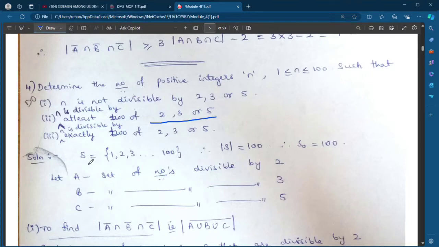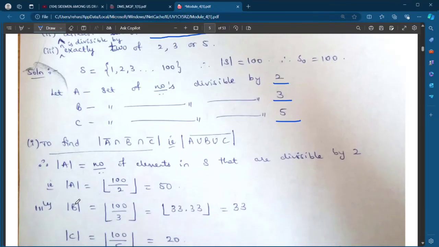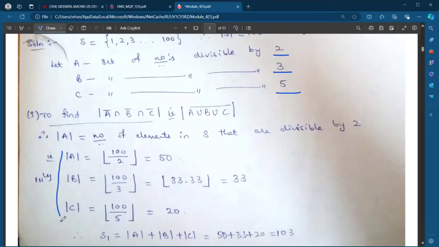So now let us say S is equal to 1 to 100. So positive numbers from S, mod S is equal to 100, which means S naught is 100. Okay, let A be the set which is divisible by 2, B be the set divisible by 3, and C be the set which is divisible by 5. So I have to just divide 100 by 2, 100 by 3, 100 by 5. That is my mod A, mod B, mod C. You can see here, right?